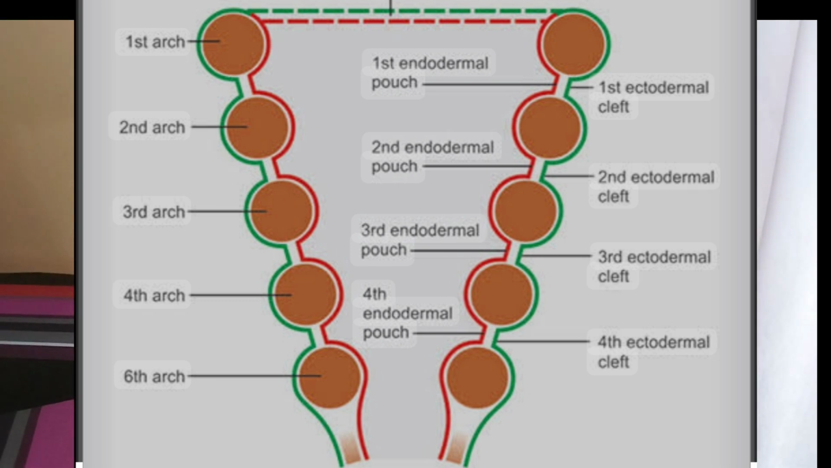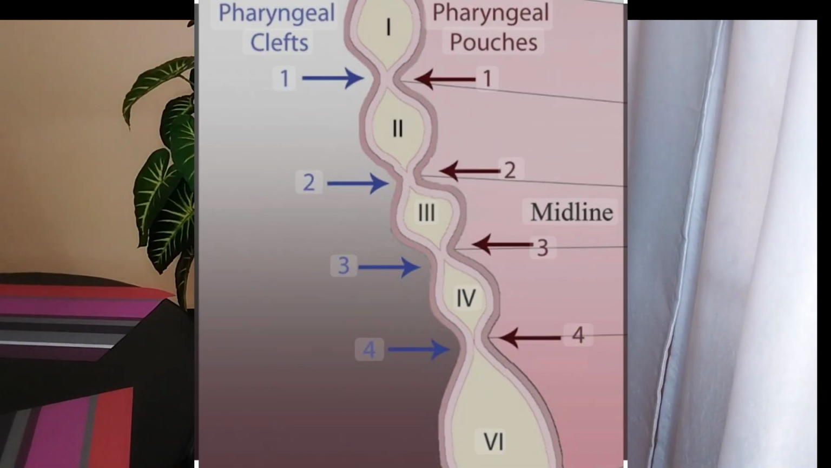The pharyngeal arches are usually divided from one another from the outside by a structure called a pharyngeal cleft, and from the inside by a structure called a pharyngeal pouch. Normally we have 4 pairs of pharyngeal pouches and 4 pairs of pharyngeal clefts. The pharyngeal clefts are numbered from pharyngeal cleft number 1 to pharyngeal cleft number 4, while the pharyngeal pouches are numbered from pharyngeal pouch number 1 to pharyngeal pouch number 4.